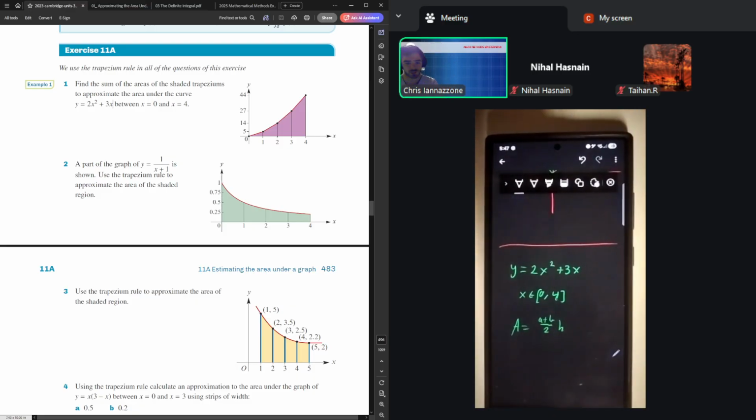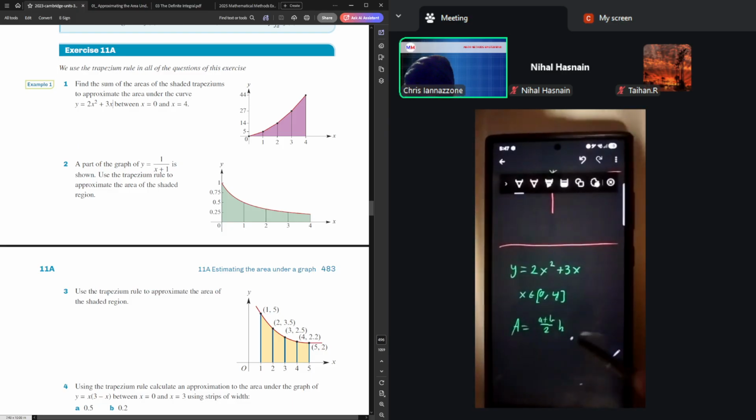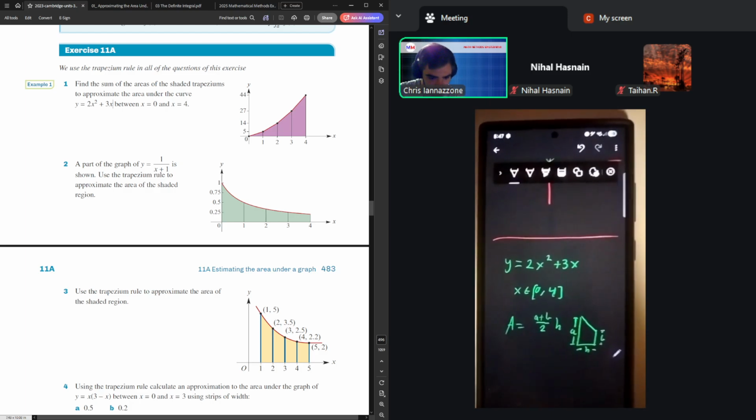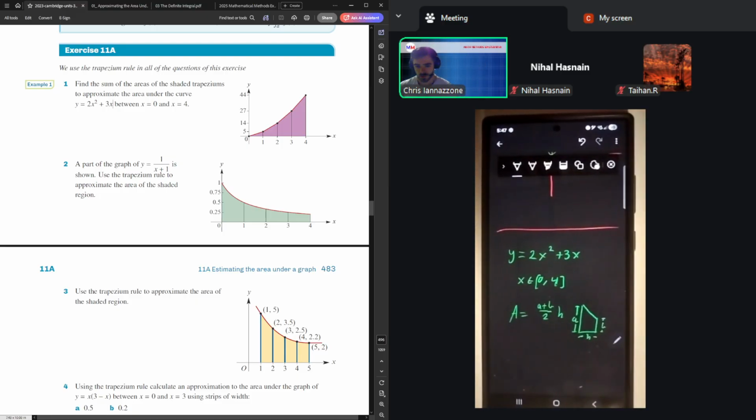I've also got the generic area formula for the trapezium up there, if you would like, and what all those terms are referring to when it comes to the trapezium. Any takers?